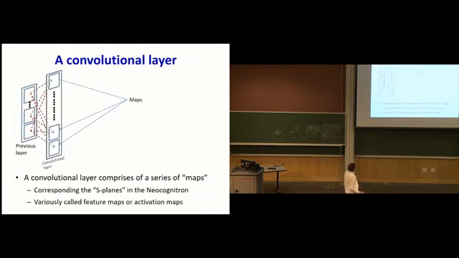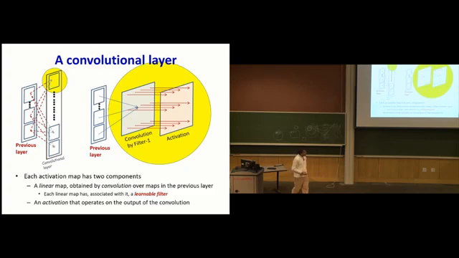Right. So let's look at the convolutional layers. A convolutional layer comprises a series of maps, as we just saw, corresponding to the S planes in the neocognitron. They're variously called feature maps or activation maps. Now, each activation map has two components. First, you have one linear component which computes the weighted combination of everything that it sees in the previous layer. And then once it computes a weighted combination, you have an activation applied to it, which performs some nonlinear transform of this weighted combination.